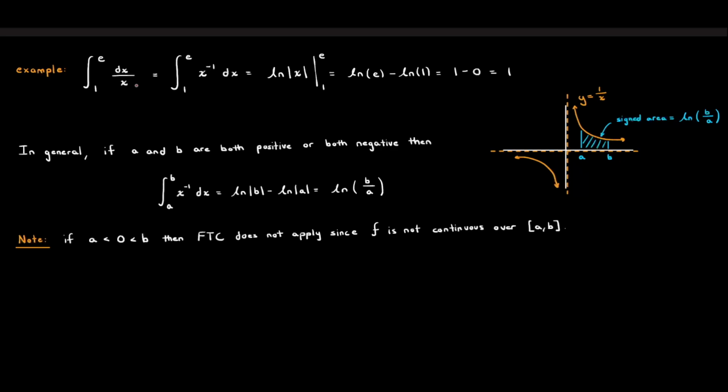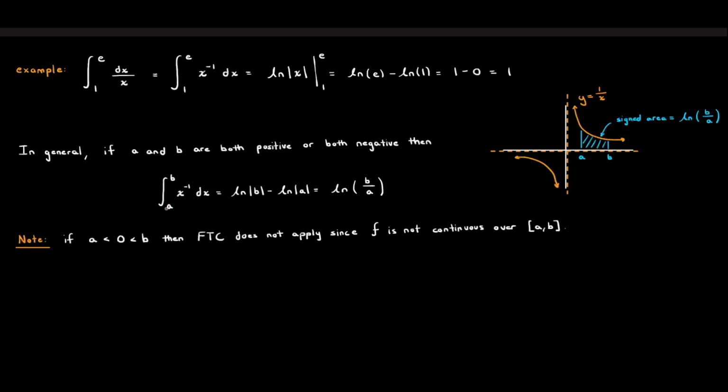And we can actually generalize and create a formula whenever you're trying to integrate x to the negative 1. Of course, you don't need to memorize this because whenever you see an integral like this, you can just use the fundamental theorem of calculus and write out all the steps. But let's still write the general formula down. In general, if a and b are both positive or both negative, that's important. So either you're trying to integrate on a negative interval or a positive interval.